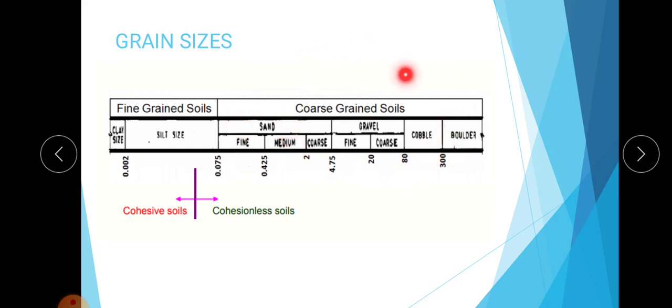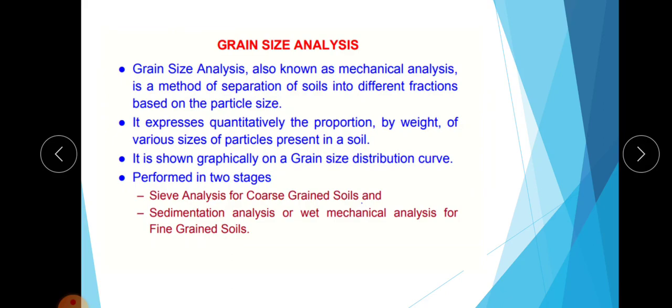So for this coarse grained soil we are doing sieve analysis, and for fine grained soil, that is the soil with size less than 75 micron, we are usually doing sedimentation analysis or wet mechanical analysis. That is, grain size analysis is done by sieve analysis for coarse grained soil and by sedimentation analysis for fine grained soil. So first we can discuss sieve analysis.